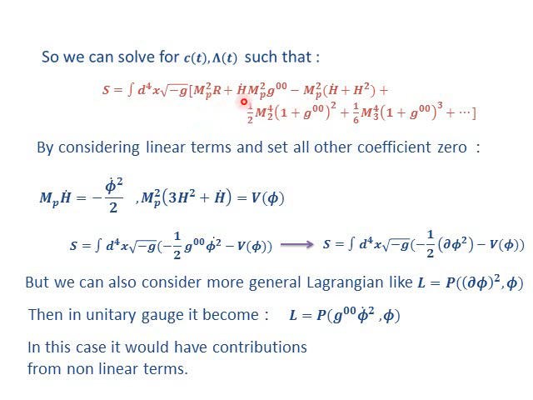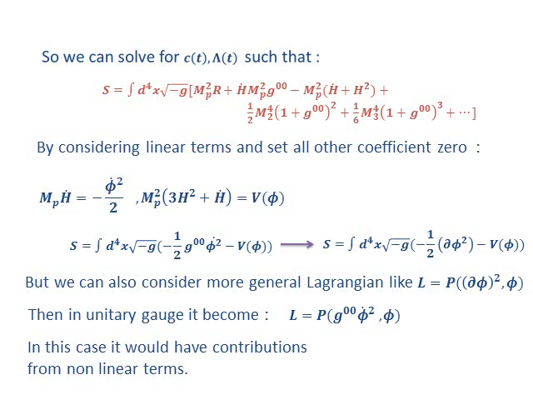If we consider the linear terms and then put all the other higher order terms' coefficients to 0, we can see that by using the Friedmann equation, Mp squared times H dot is equal to minus phi dot squared over 2, and then Mp squared times 3H squared plus H dot is equal to the potential of a slow roll inflation. And so if we use this in the action, we find our usual single field slow roll action in unitary gauge that in general can be written in this form.